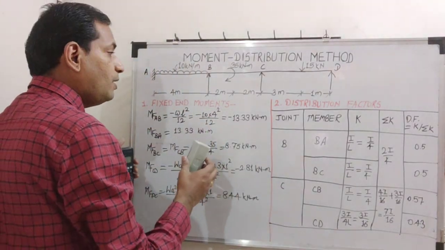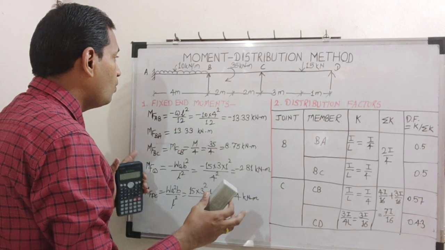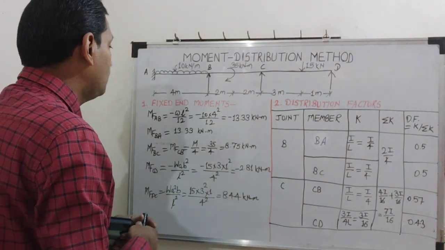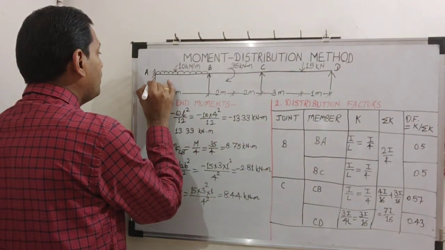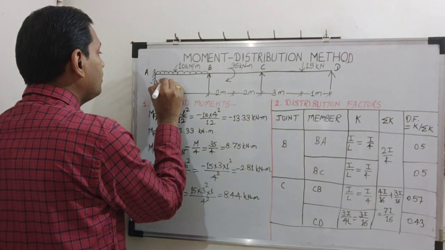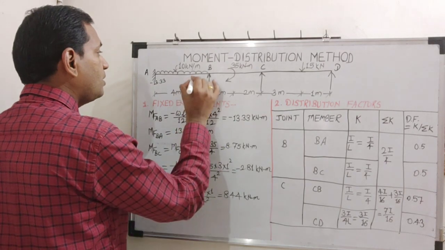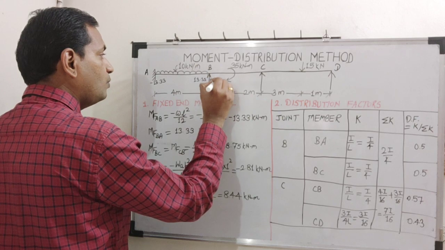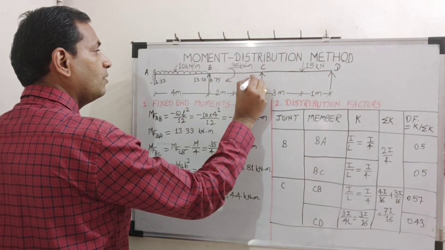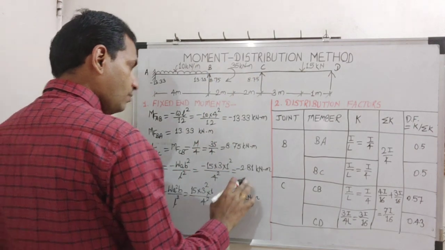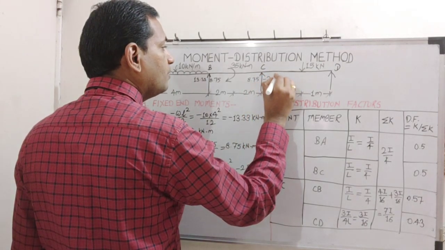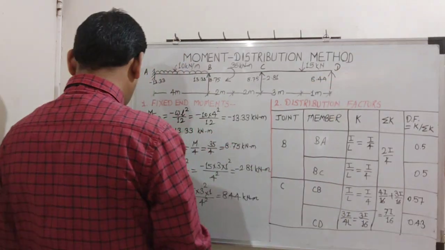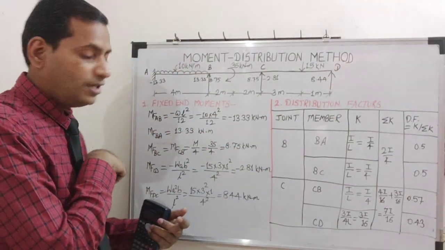The moment distribution table. I will just note down these values here. So minus 13.33 is here, then plus 13.33, then 8.75 on both the ends here, then minus 2.81, and the last one is 8.44. Now let us rub this first.